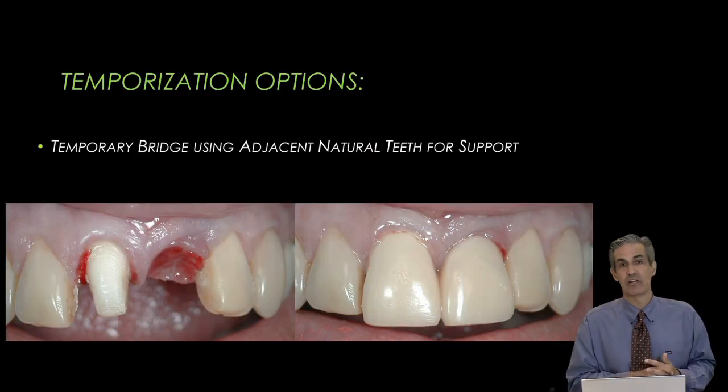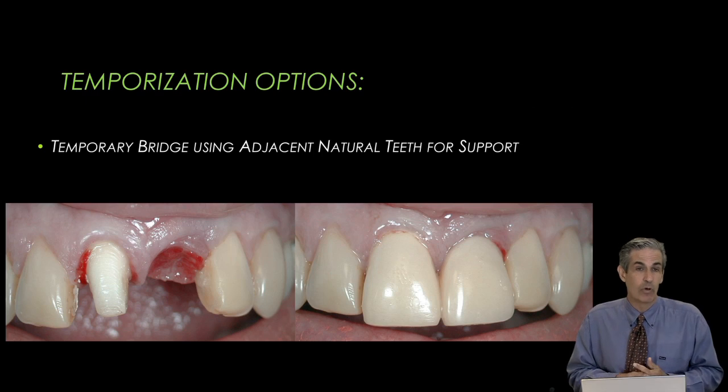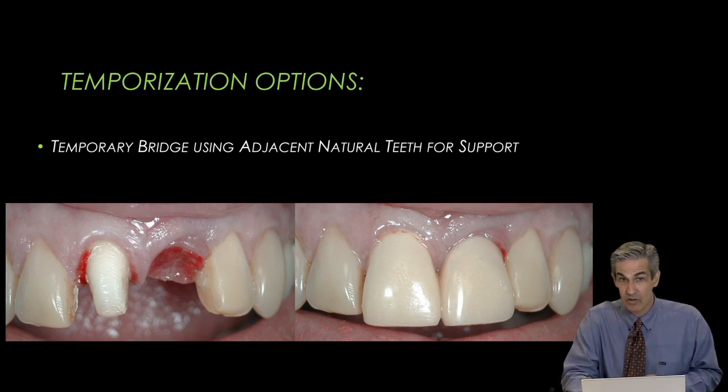Many times, especially if we're redoing an adjacent crown, we'll use that natural tooth to support a cantilever pontic or a 3-unit bridge, whatever we need to do to give a good provisional. And I think this is a very good provisional.